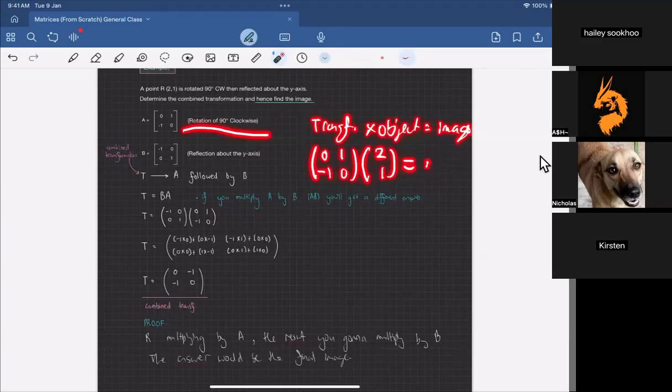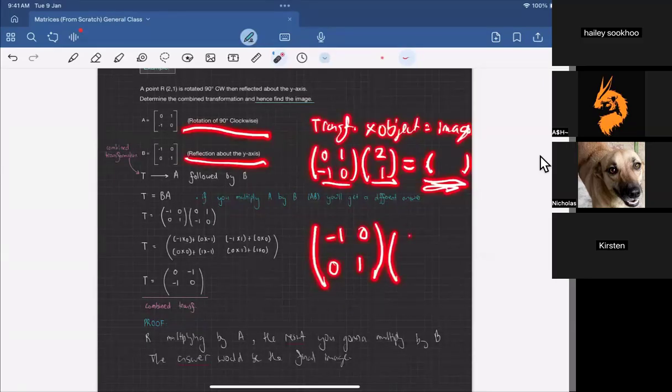A rotation of 90 degrees clockwise. Right, so after we multiply the object by this, we'll get our image that is a rotation of 90 degrees clockwise. Then we take this and multiply it by the other matrix to reflect it, because this one is a reflection. So you multiply it and that gives you the final answer, after you rotate it and reflect it. That's what you had to do.